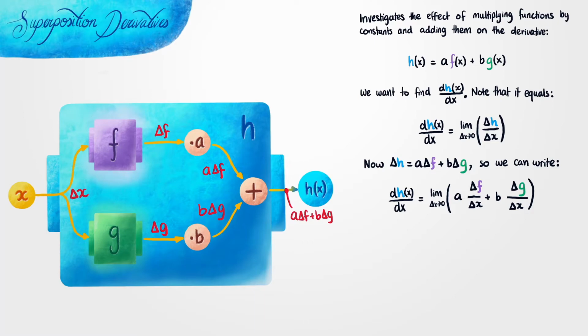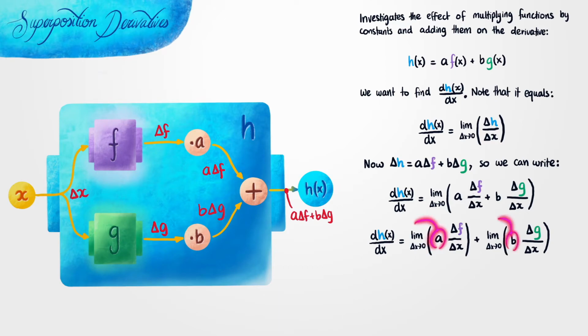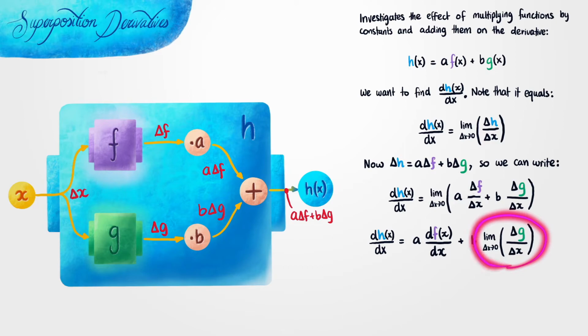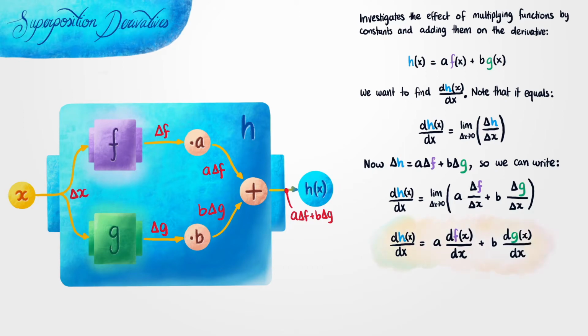And therefore we can actually start by breaking this limit up into two different terms. And now, just like we would for a normal bracket, we can also rip these constants right out of the brackets as well. Now if we look carefully at this term over here, it's actually the same thing as df on dx. And similarly, this term over here is just the derivative of g with respect to x, or dg on dx.